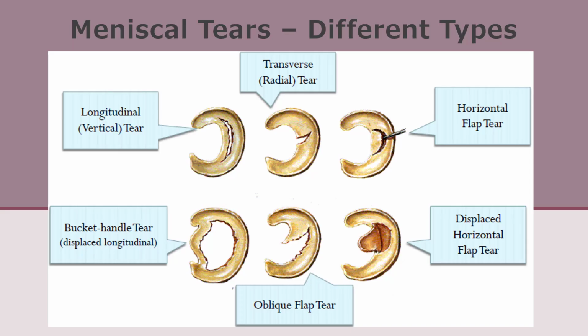Meniscus tears are classified by their shape and location. Different types of meniscus injuries include a longitudinal or vertical tear, a transverse or radial tear, horizontal flap tear, a bucket handle tear, an oblique flap tear, and a displaced horizontal flap tear.